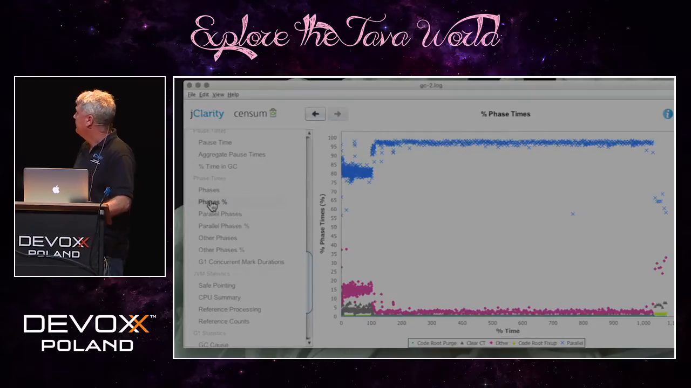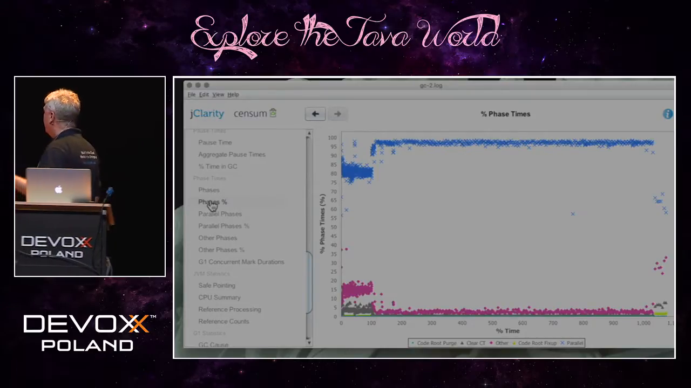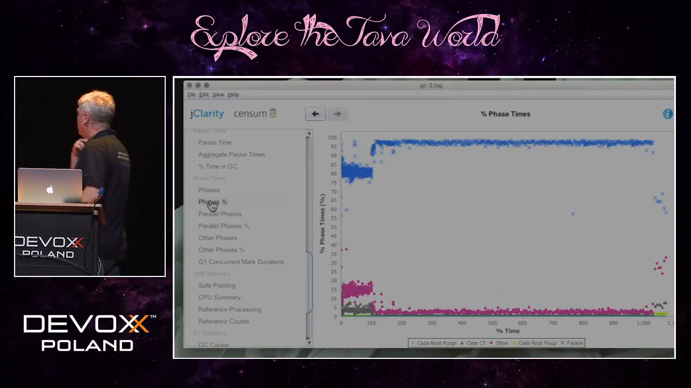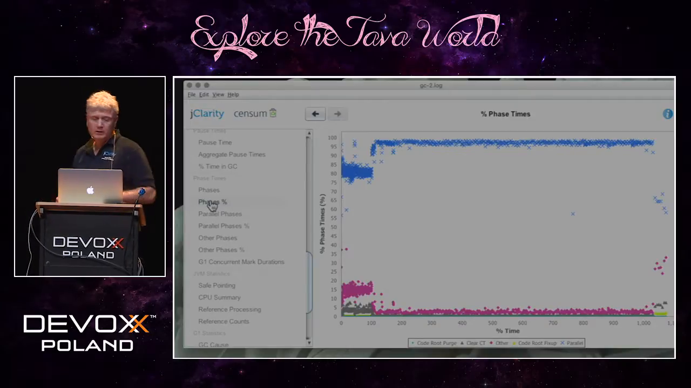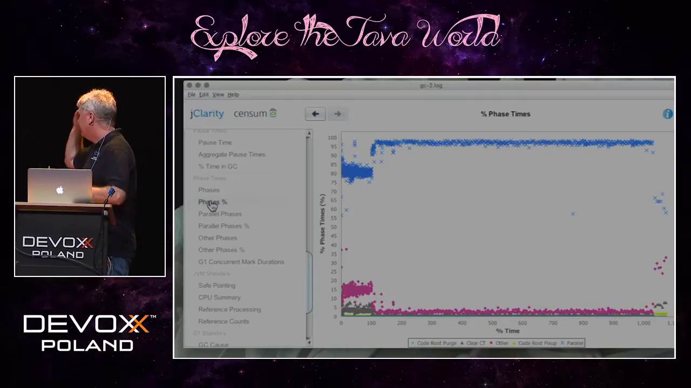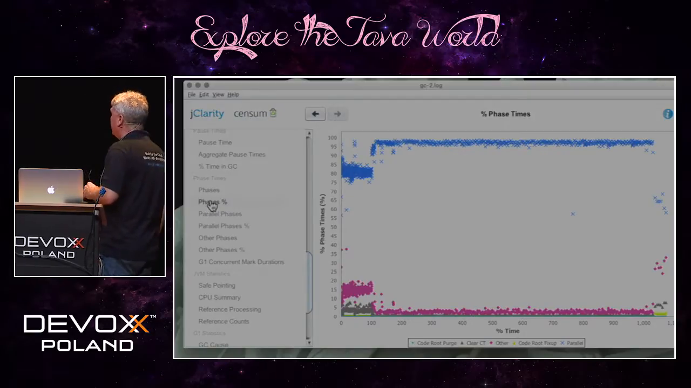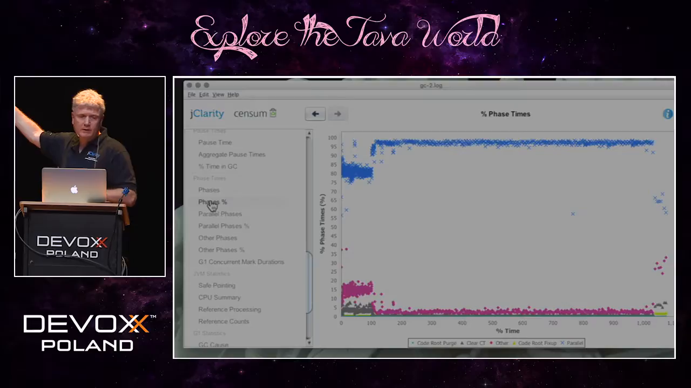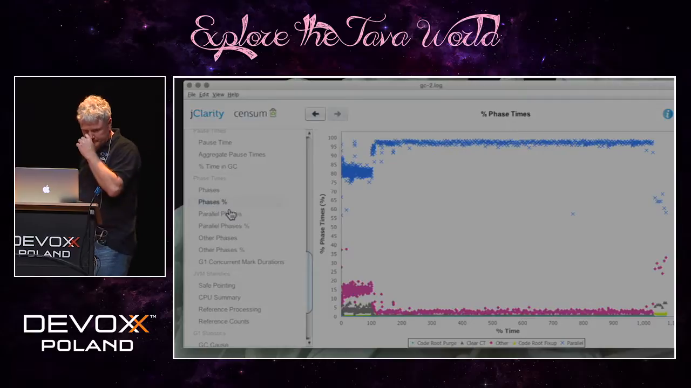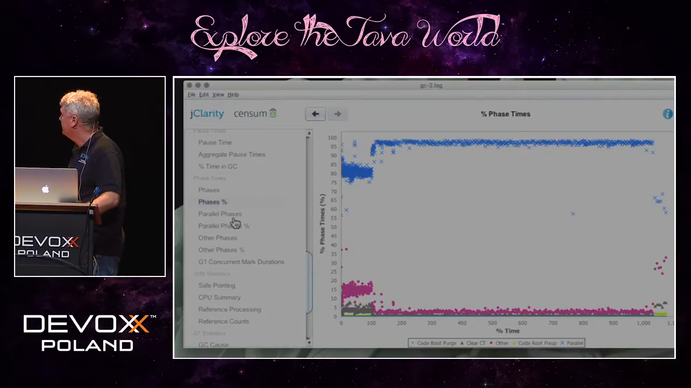Here are the G1 young generational phases that were reported in this particular log. We have a code root purge, and clear the card table, that's actually remembered set work. We have some miscellaneous things that are not categorized, like string table maintenance. There's no string deduping in this particular benchmark, so that's not showing up here. Code root fix up, parallel, and if you look at it, the dominant phase really is the parallel phase. So what's happening there?